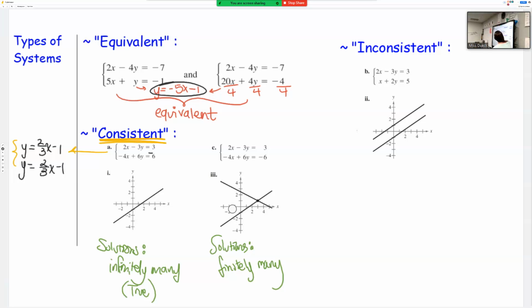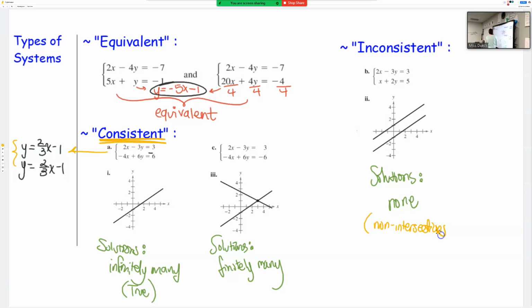But what's the difference between both of these that would call these systems consistent versus the opposite, inconsistent? What's true about how many solutions over here? Say it one more time. No solution. No solutions. I'm going to put none. Is that okay? Infinitely many, finitely many, or none. So what does it mean to be inconsistent? No solutions, aka no intersections. So I could say non-intersecting.